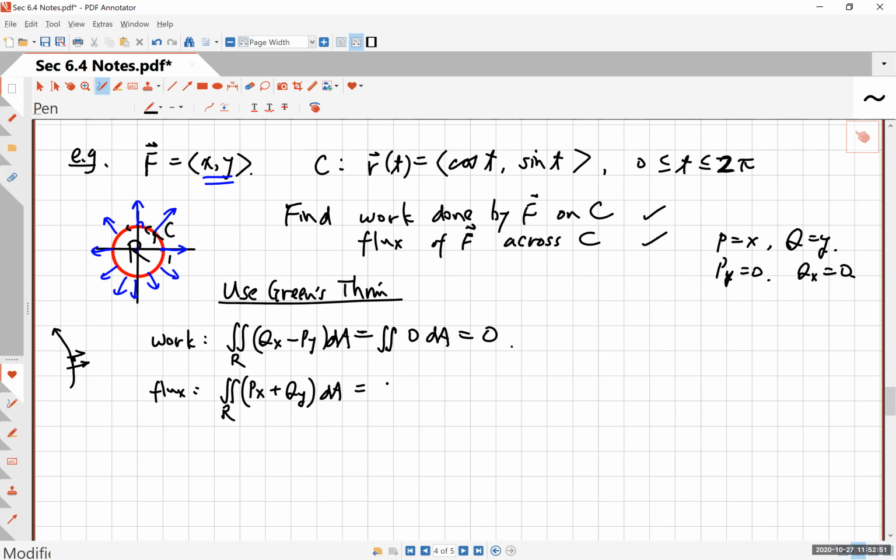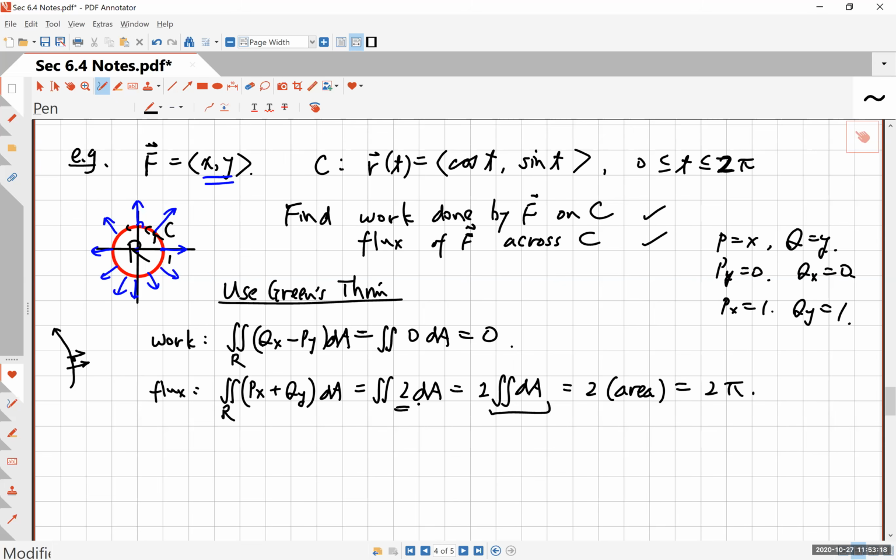And so this will be what? Well, px is 1 and qy is also 1. So 1 plus 1, that's 2. Now what is 2 times the double integral of dA? The double integral of dA is simply the area, okay? Area of the unit circle, which is, of course, 1 squared times pi. It's 2 pi. So it is 2 pi.